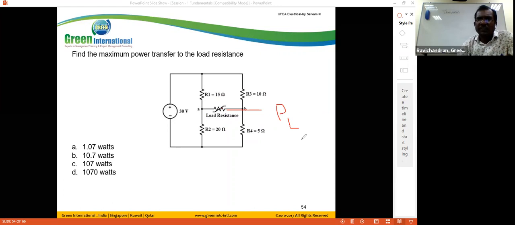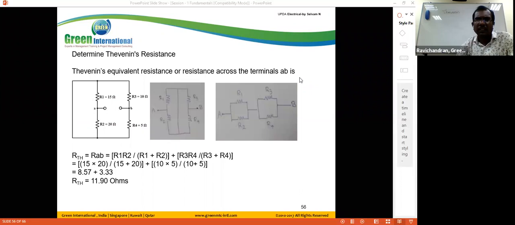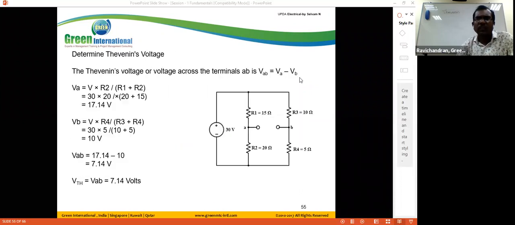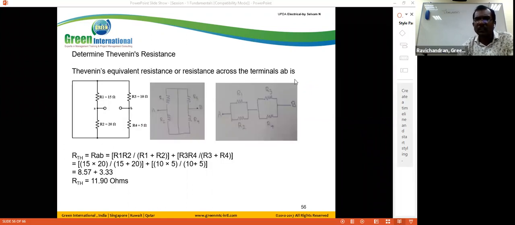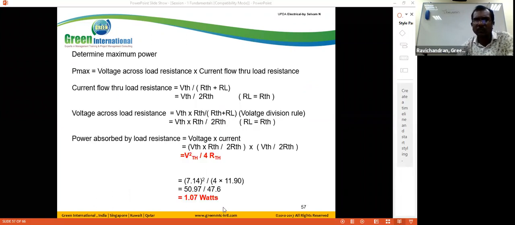So this is a complex circuit. I convert this complex circuit into a simple circuit like this. We already discussed how to find the Thevenin's voltage and the Thevenin's resistance. From these two slides, I take these values.